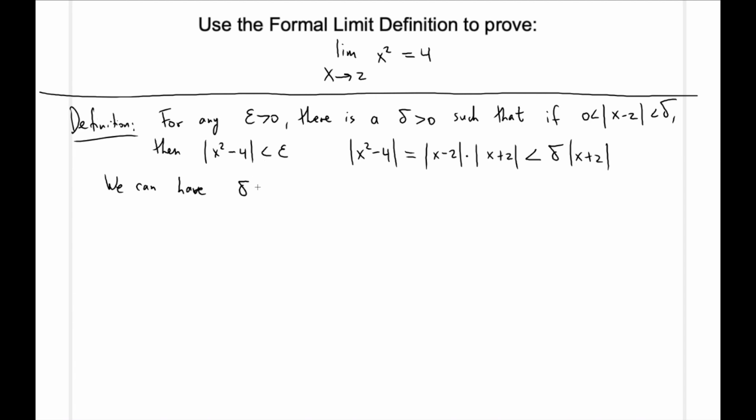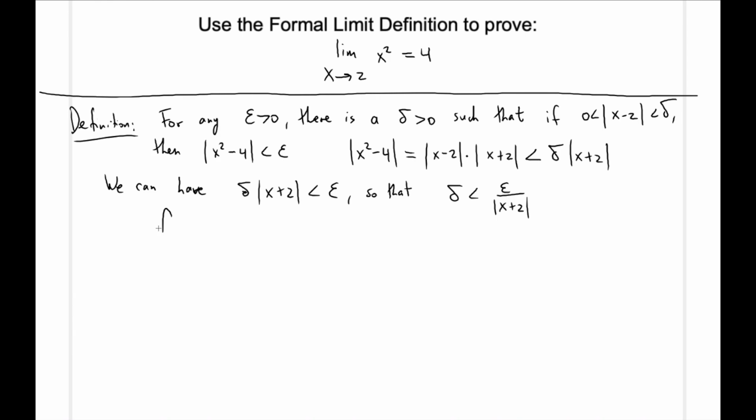Okay, so now we can have delta times the absolute value of x plus 2 less than epsilon. Okay, so now where does that lead us? It says that delta is less than epsilon over the absolute value of x plus 2. Notice I'm just solving for delta in this inequality here. But the problem is that delta cannot be a variable. It has to be a constant, so that epsilon must be divided by a number.